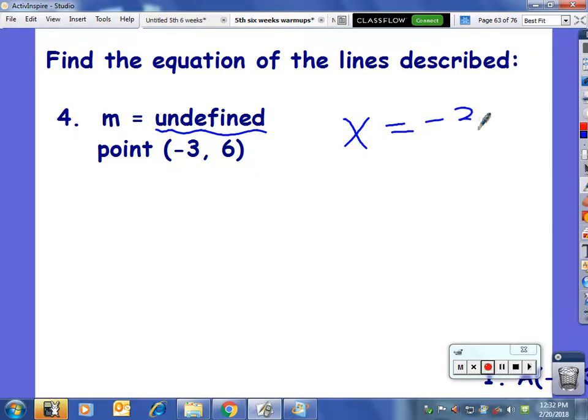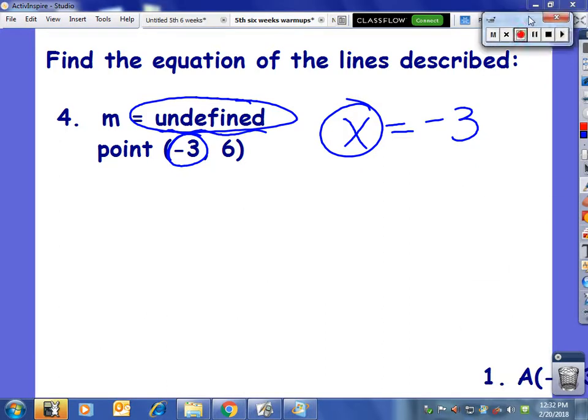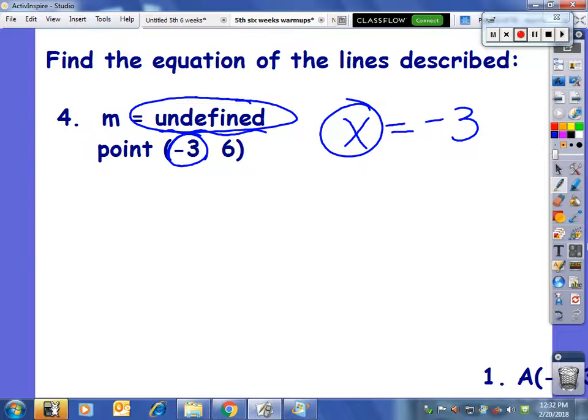X equals negative 3. This is the only kind of line that doesn't have the letter y in it. This is a weird situation. You just have to memorize that. Once you know one x number, this is a vertical line, you know all of them. It's x equals negative 3. Okay, so that's 3 situations you should know how to do: if I give you 2 points, and if I give you horizontal or vertical.